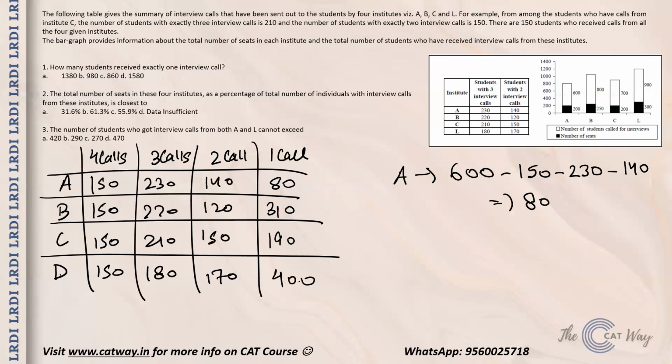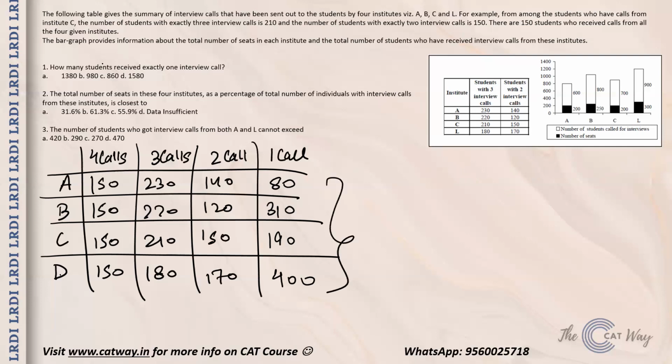Okay, now coming to the questions. The first question is how many students received exactly one interview call. So just the summation of this, that is 980.